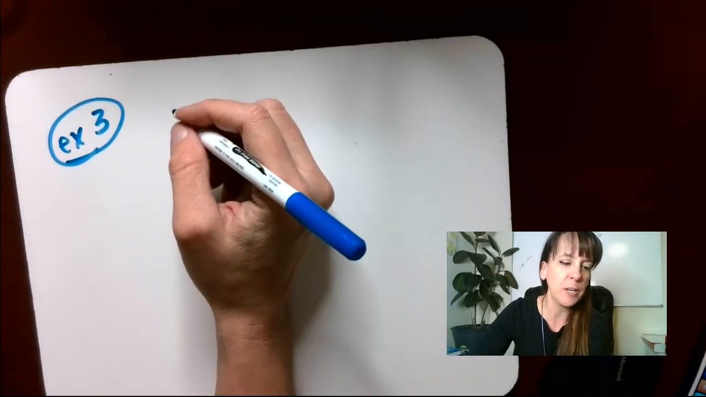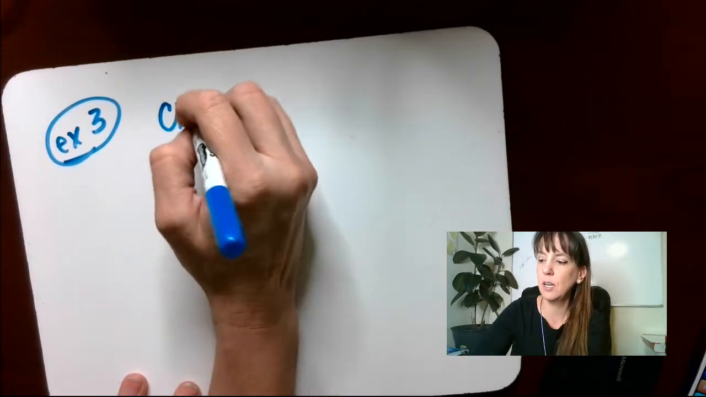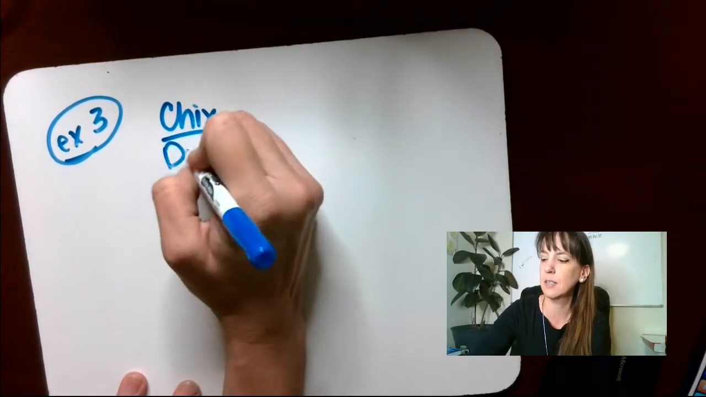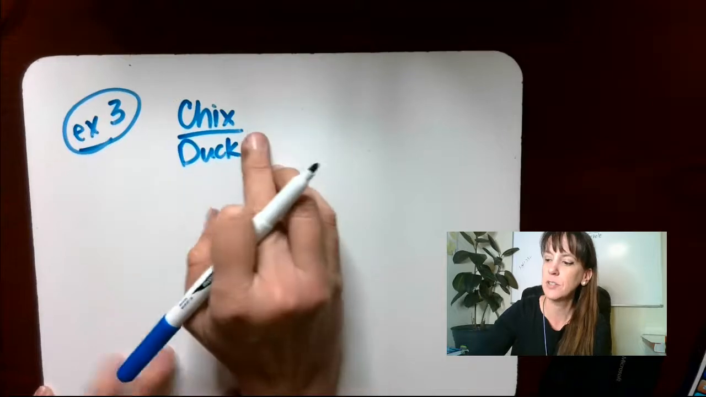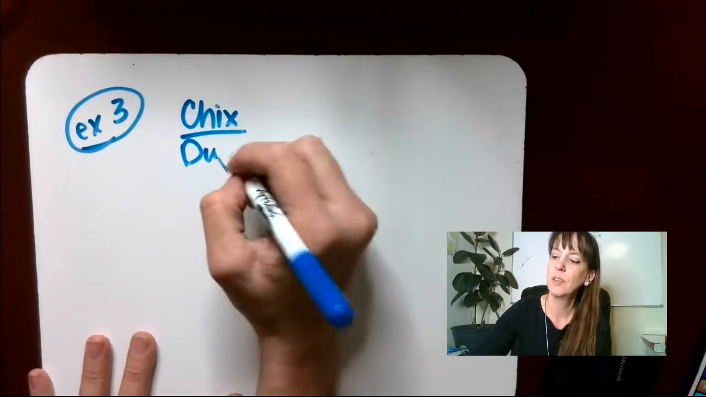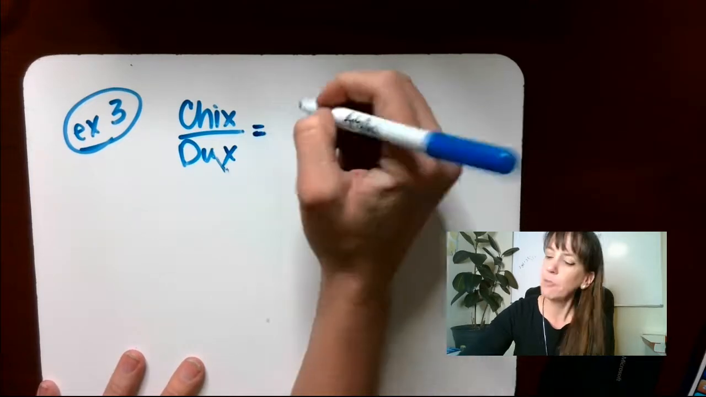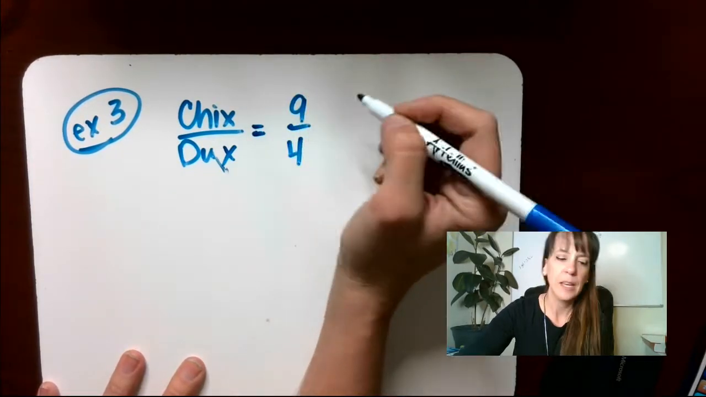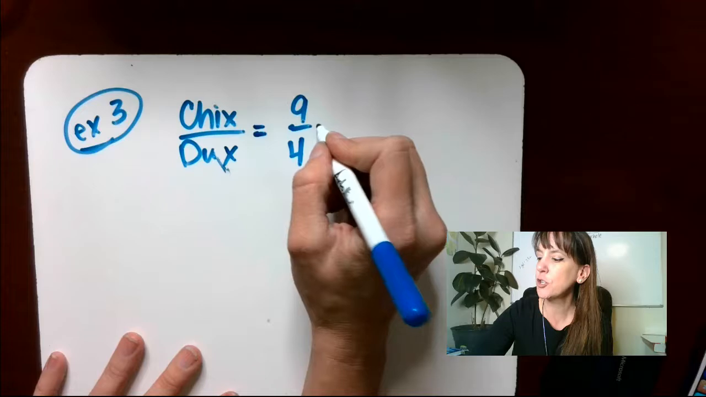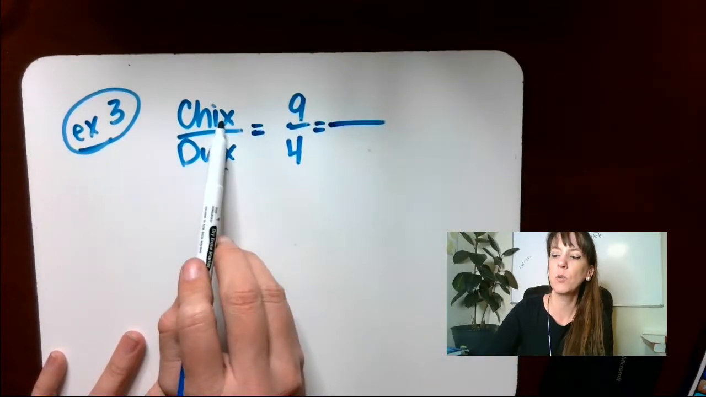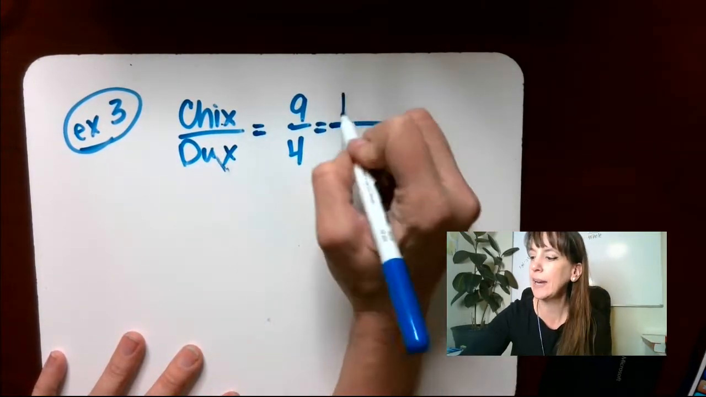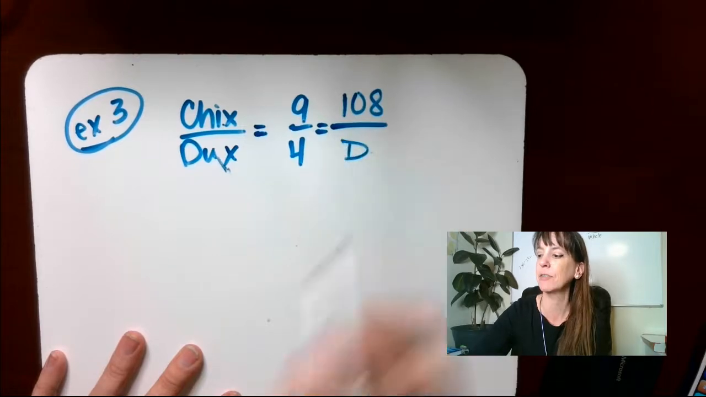In the same barnyard, the ratio of chickens to ducks. Chickens to ducks. I probably should have done chicken to ducks. I'm clever. Equals 9 to 4. If there were 108 chickens, so chickens are on top here, so I'm going to put 108. How many ducks were there? I'm going to put a D for ducks.